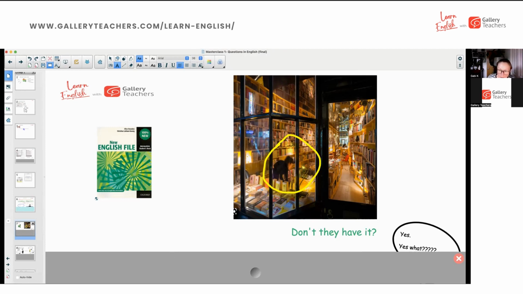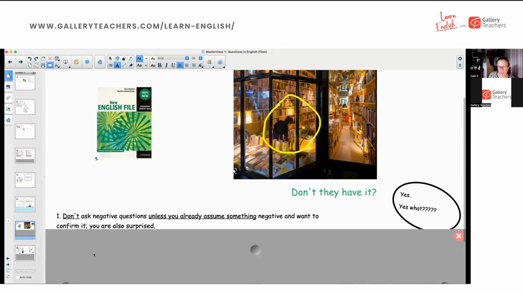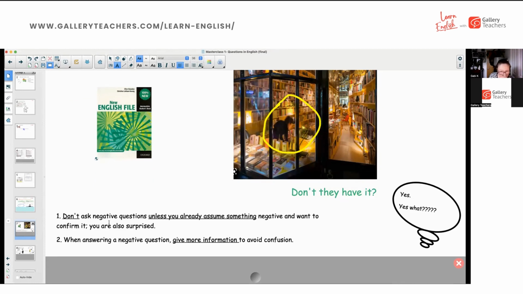Now, let's just look at two rules. When we deal with negative questions, we don't ask negative questions unless we already assume something negative. So you wouldn't just ask a negative question out of nowhere. You probably respond to somebody's comment. So maybe someone said something and you are surprised, and this is why you use negative questions. Or perhaps, but okay, let's wait with perhaps, because this is on the next slide. So don't just ask negative questions out of nowhere, out of the blue, when you bump into people.